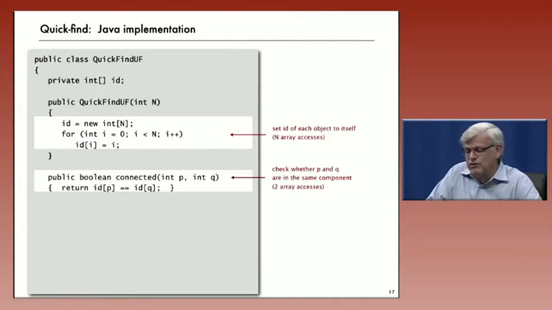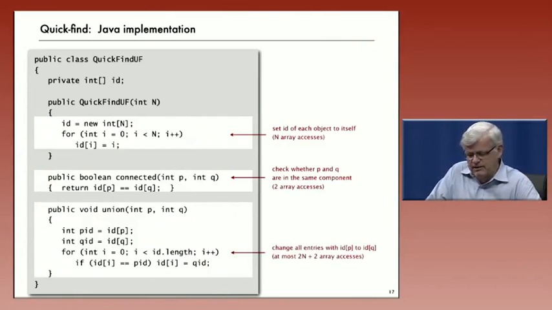The find operation or connected operation, that's the easy one. This is the quick find algorithm. So it simply takes its two arguments, P and Q, and checks whether their ID entries are equal and returns that value. If they're equal, it returns true. If they're not equal, it returns false.